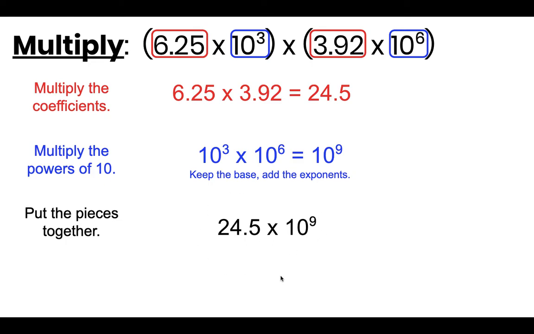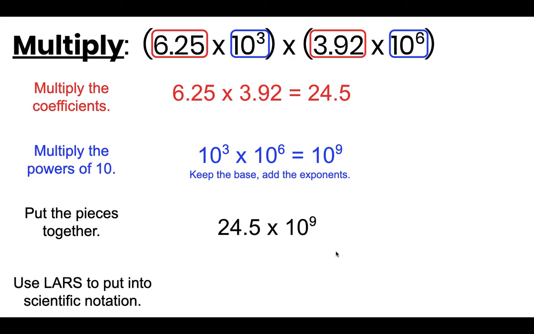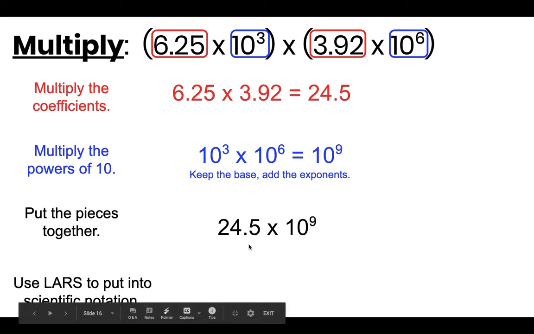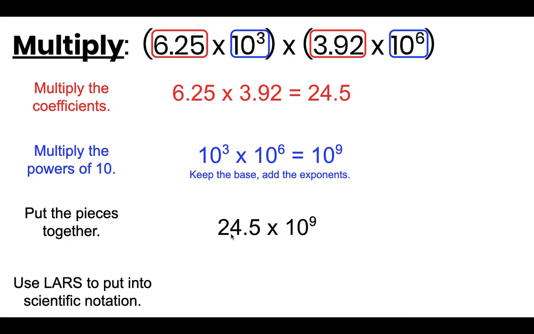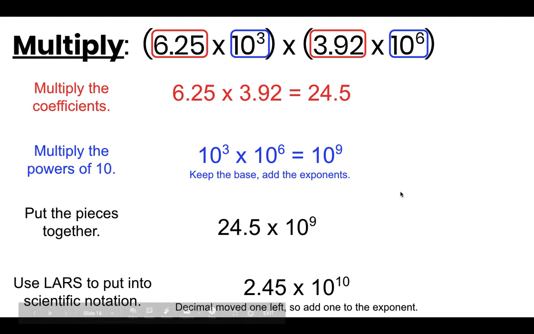Our last step is check to see if this is in scientific notation, and it is not. But we're using the LARS acronym. 24 is too big, so we need to move it 1 to the left. Left means add. Since I moved it 1 to the left, our correct coefficient will be 2.45. And since we moved it 1 to the left, we're going to add 1. So 9 becomes 10. So our answer is 2.45 times 10 to the 10th. The decimal moved 1 left, so I added 1 to the exponent.